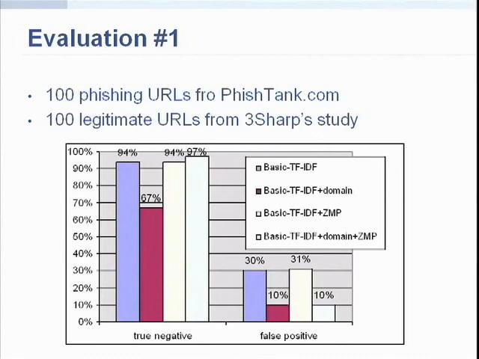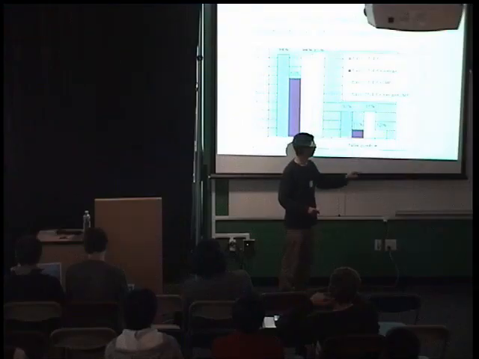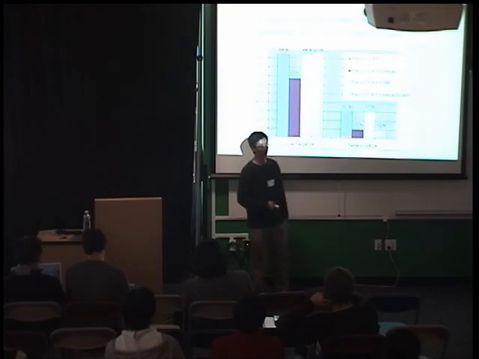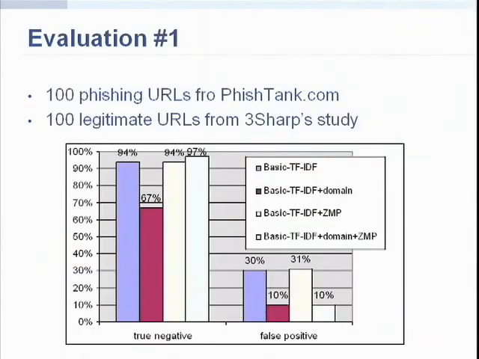So when you combine the TF-IDF, plus including the domain name, plus treating zero results as phishing, you'll notice we get our best results, which is 97% in terms of identifying phishing websites, and only 10% in terms of false positives. So we think that's pretty good results.